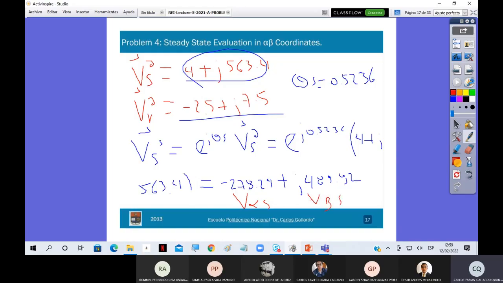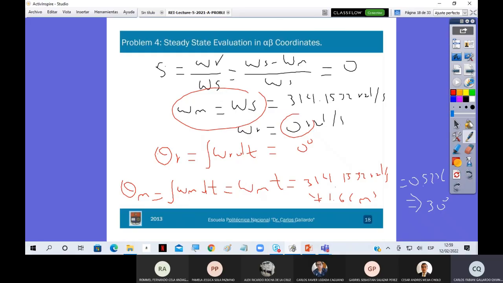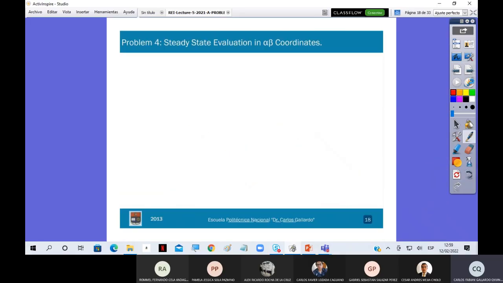Okay, so the same for the rotor. Once again, I want to represent it in the alpha beta coordinates. So for the rotor, the rotor voltage space vector is equal to, times the rotor flux. This is in the stator reference frame, and this is in the synchronous reference frame.